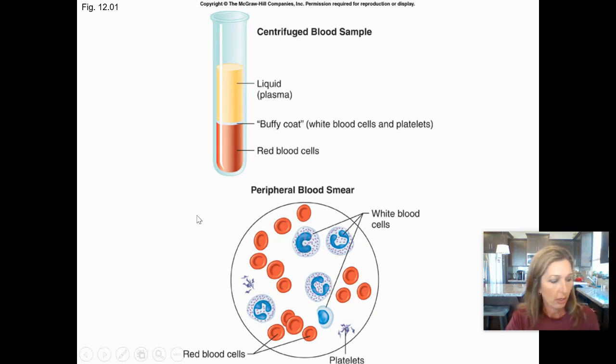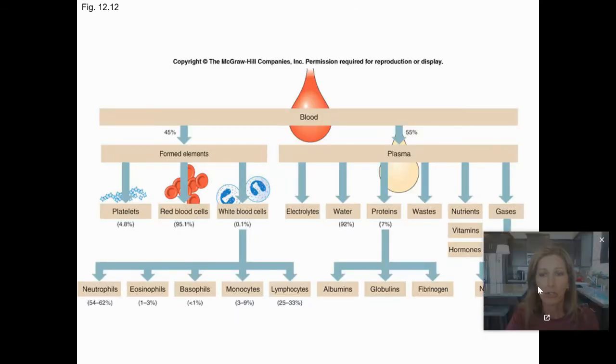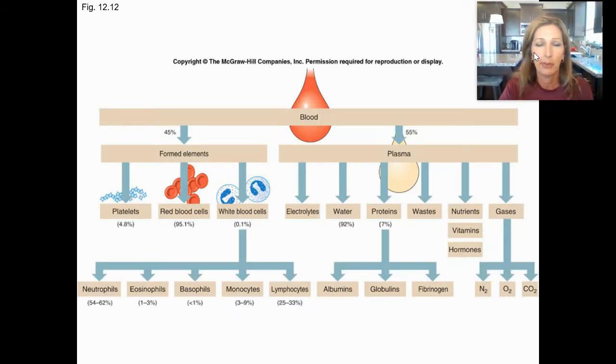Now, here's a really good diagram to help explain all the different components of your blood. Like I said, about 45% of your blood is red blood cells. Your red blood cells are only for transporting oxygen. That is their sole purpose. We have cell fragments called platelets, and these are involved in the blood clotting process, if we rupture any blood vessels.